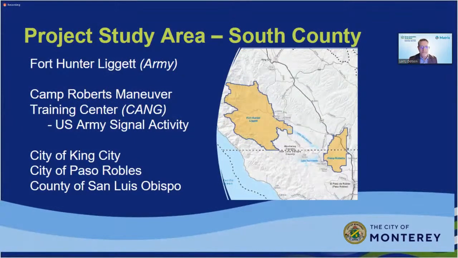In the South area, as I said, we did look at those more operational training issues with Fort Hunter Liggett and Camp Roberts. And there are a number of good partnerships that have started with King City and Paso Robles with their neighboring military bases.